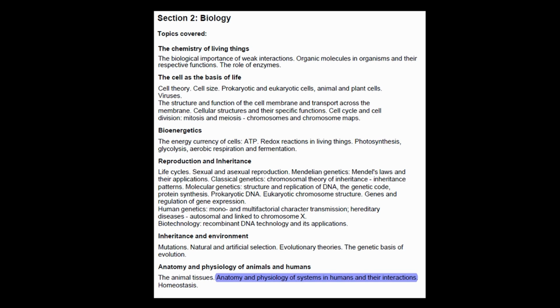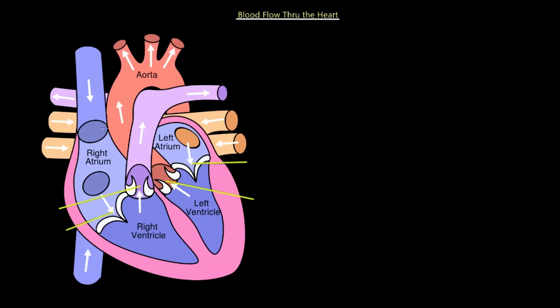Today we are going to discuss the second part of the circulatory unit, as we are talking about the topic of anatomy and physiology of systems in humans. This second part entails primarily information of anatomy and physiology about the heart. So first, let's discuss blood flow.